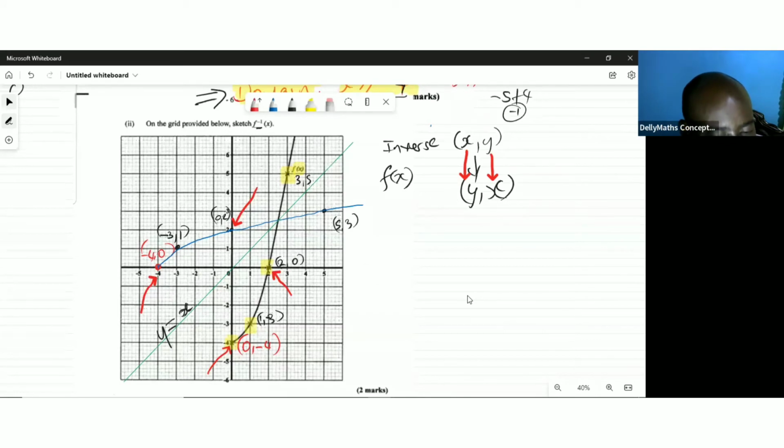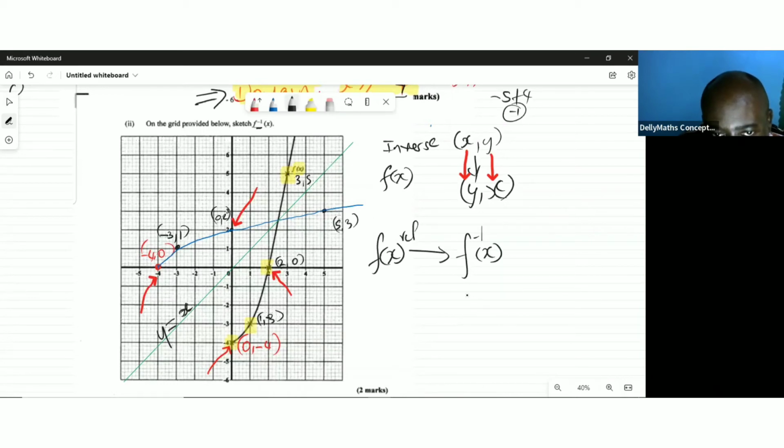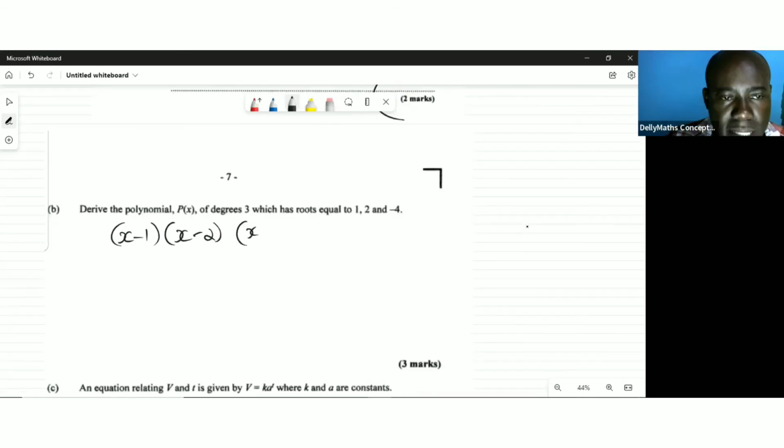All right, so the relationship between that and that. It's a reflection in the line y equals x. You could state that f of x to the inverse of f of x is a reflection in y equals x, right now as we go.